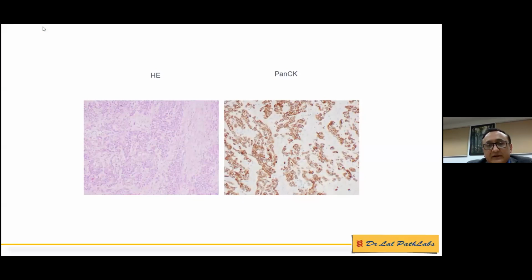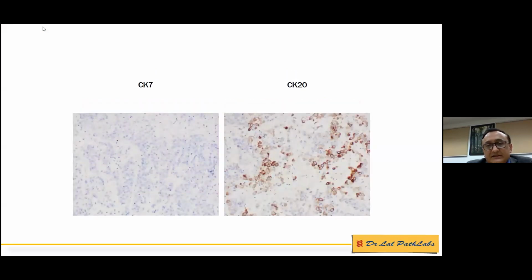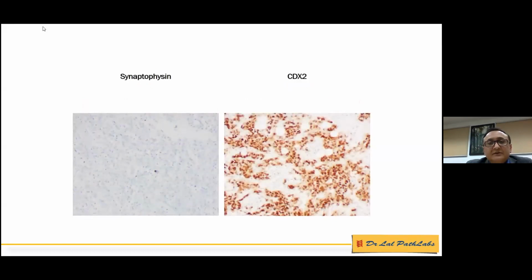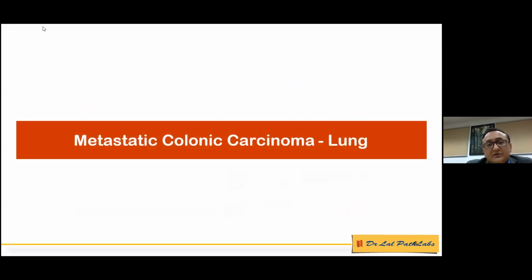Pancytokeratin was positive. CK7 was negative and CK20 was positive. CK7 negativity goes against lung carcinoma. Further markers were done. Synaptophysin was negative. CDX2 was positive in this case. So it was actually a metastatic colonic carcinoma in the lung.